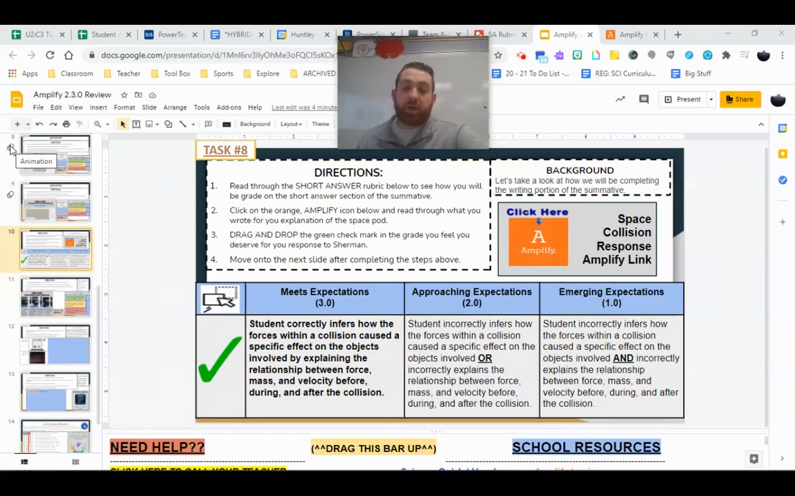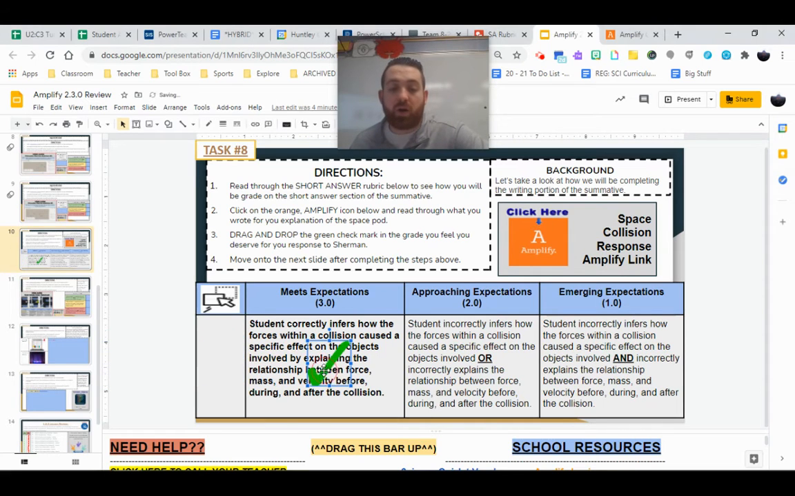Hey everybody, Mr. Regan here, and today we are looking at our very last set of tasks, where we are going to be examining the rubric we're going to use on the summative to grade our short answer questions. We're going to hopefully take what you did and make some connections to how to use this and how you're going to be graded, not only for our space collision phenomenon, but also when we get to the short answers on our summative.